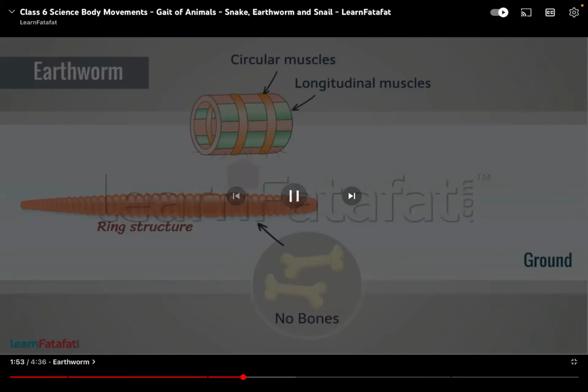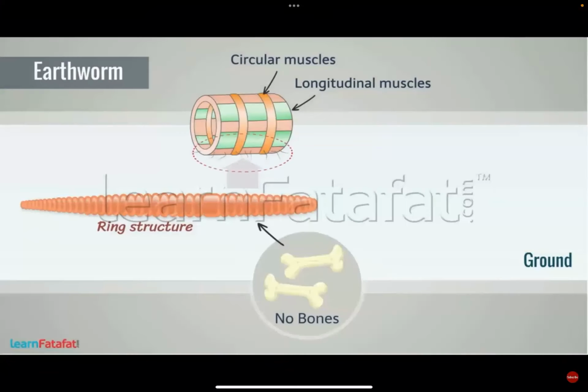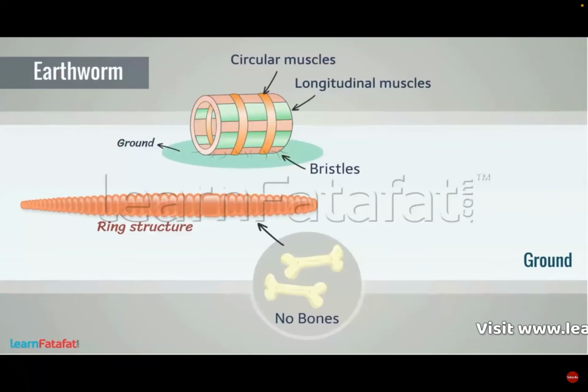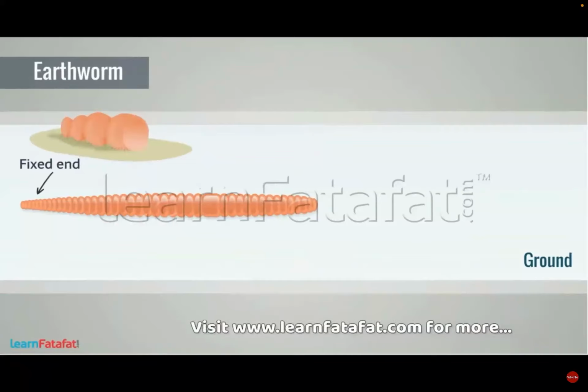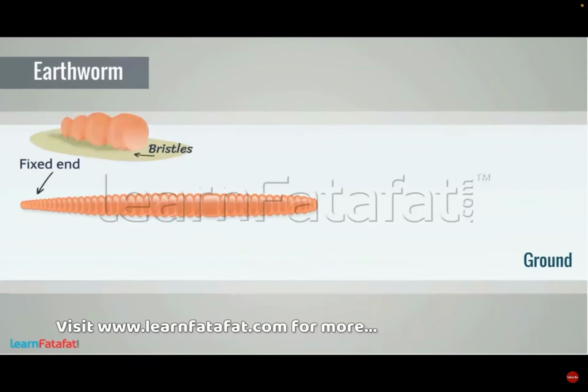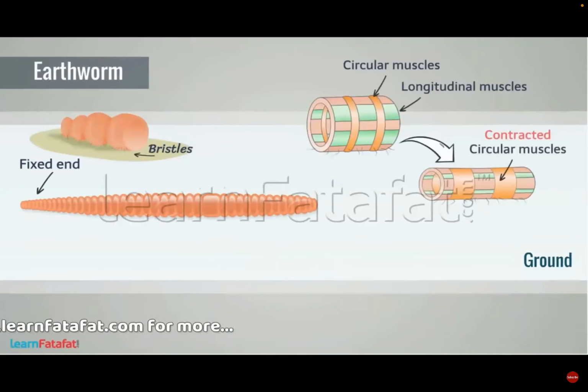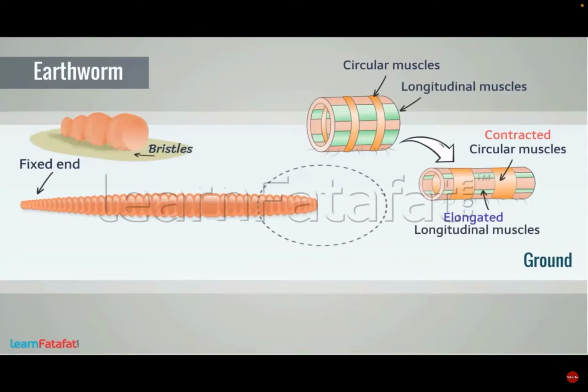Okay, ma'am. There are hair-like structures on its body which are called bristles. Bristles help the earthworm to fix its body part to the ground. During movement, the earthworm fixes its end part to the ground with the help of bristles. It contracts the circular muscles in the front body part, which causes elongation of its longitudinal muscles. The front part moves ahead.